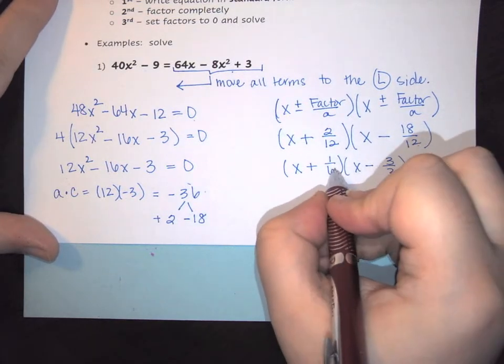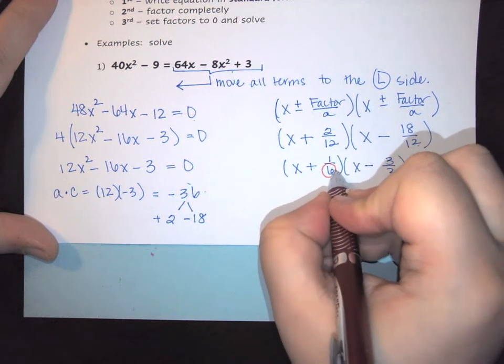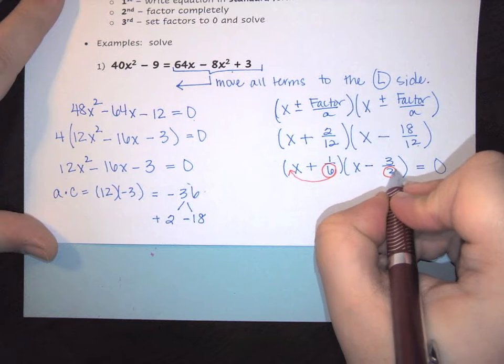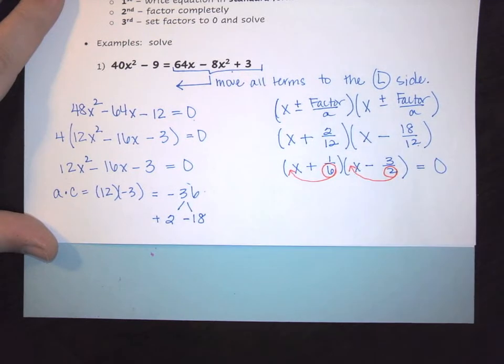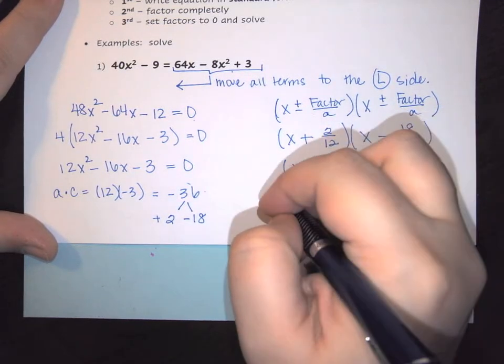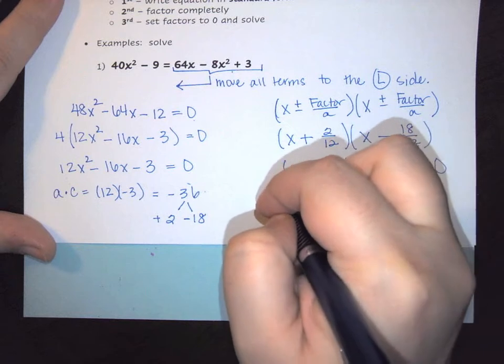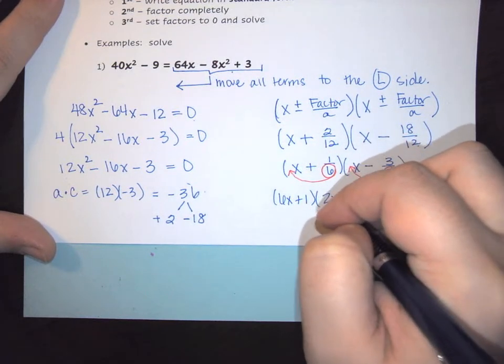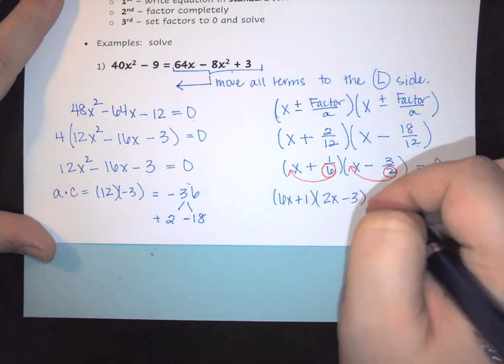Your bottoms up AC method says take whatever is in the denominator and make it become the coefficient to your x term, and you're going to do that for both of your factors. So here we're going to end up with a 6x plus 1 times 2x minus 3, and this equals 0.